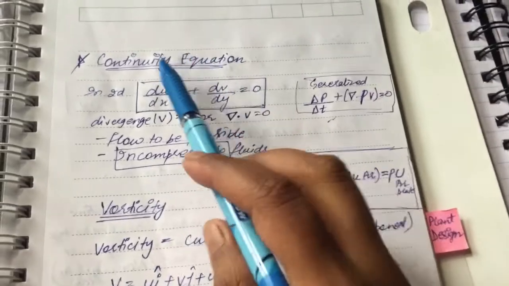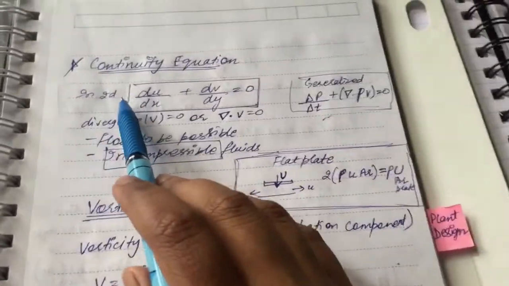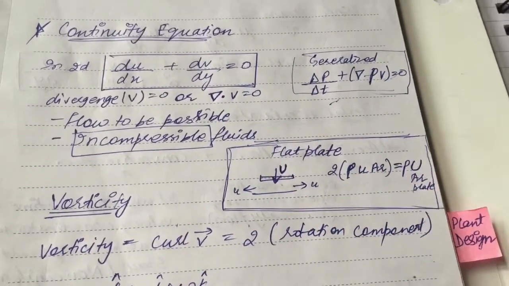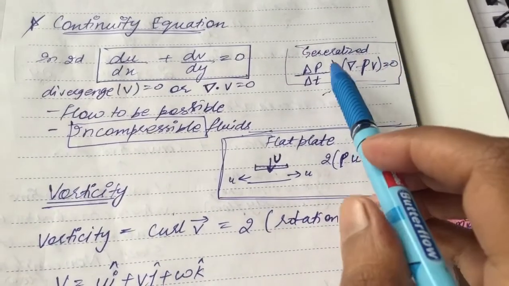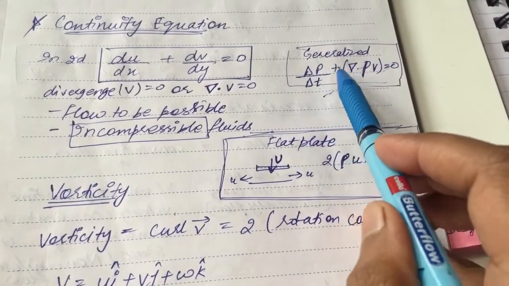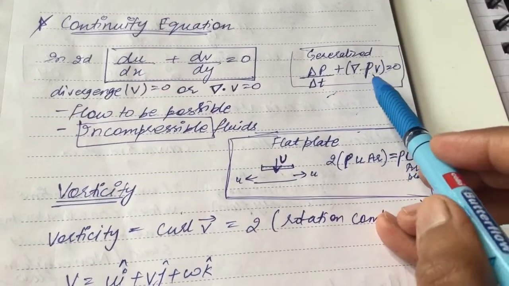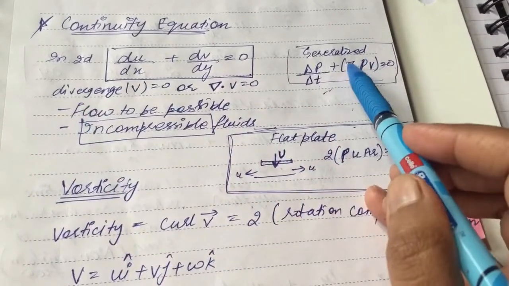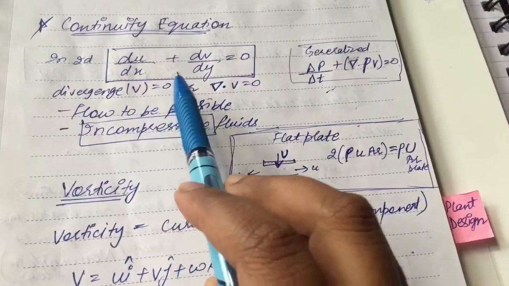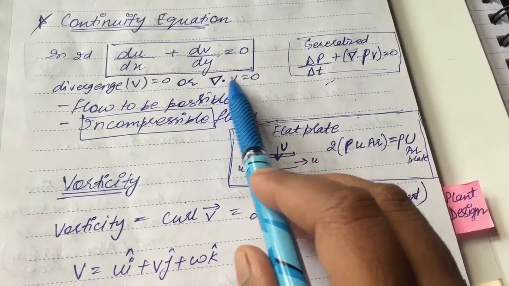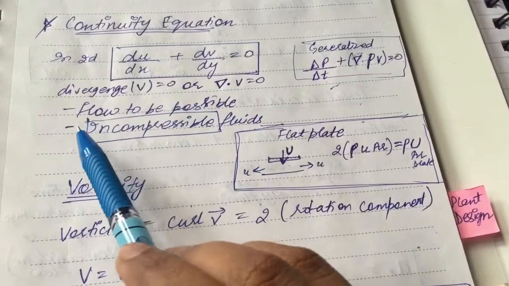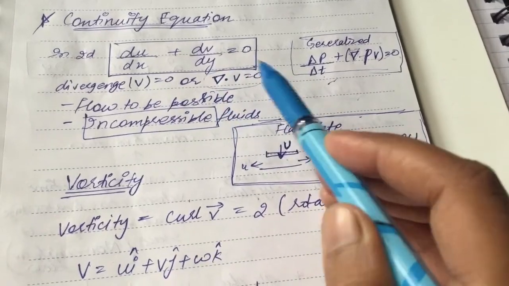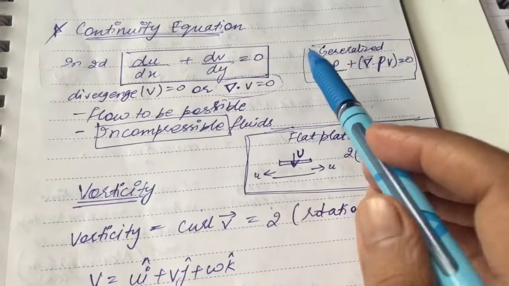Then we have the continuity equation. It is important. In two dimensions, du/dx plus dv/dy is equal to 0, and in its generalized form, it is written as del rho/del t plus del dot rho v is equal to 0, where del is for divergence. This is the divergence sign. So divergence of v is equal to 0. Del dot v has to be 0 for flow to be possible, and this is an incompressible flow.